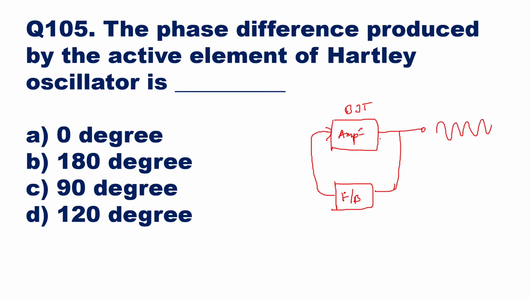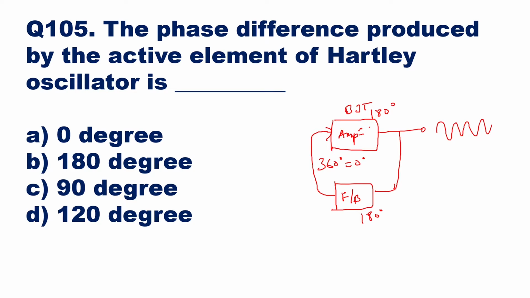Now here the amplifier, which is made up of active element, will give you a phase shift of 180 degree, and the feedback network will give you a phase shift of 180 degrees. So 180 plus 180 will be 360 degree. The closed loop phase shift, that is 0 degree. So here you can have a positive feedback. So here what is the question asked is the phase difference produced by the active element of Hartley oscillator.